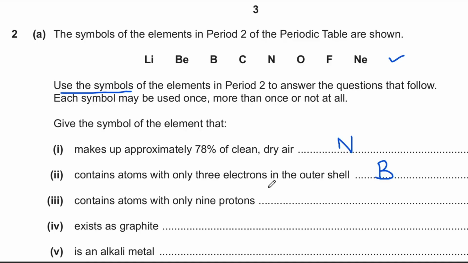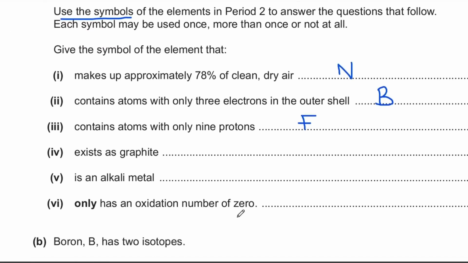Do not forget that. Next, has 9 protons. Number of protons equals atomic number. Fluorine has atomic number 9. So our answer should be fluorine, F. Don't forget, use your periodic table. You can always check your periodic table. Number of protons equals atomic number.